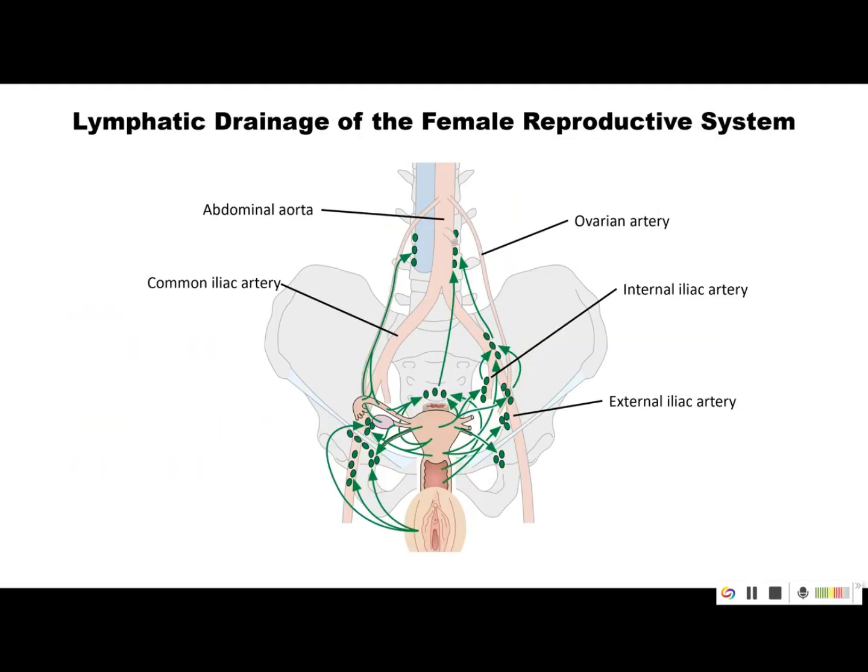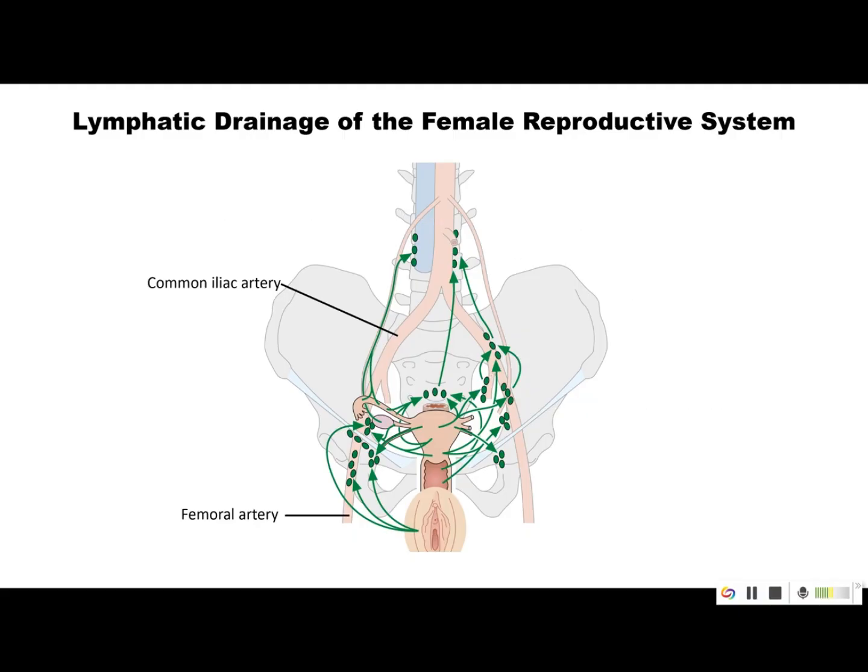Pelvic lymph nodes are closely clustered around the pelvic vessels, the lymphatic drainage often paralleling venous flow. The lymph nodes receiving lymphatic drainage from pelvic organs are variable in size, number, and location. They're mostly clustered in the following locations.